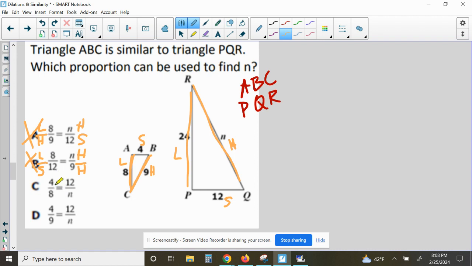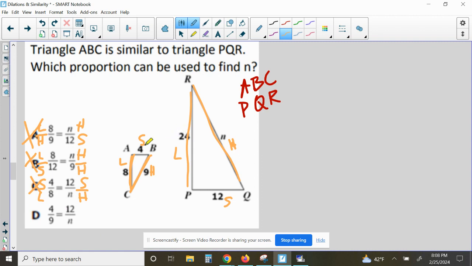Let's check this one. 4 over 8. So that is the short side over the long side. Now let's see if they did short side over long side here. 12, that is short. Long, the N is the H. That does not work out either. Does not match. Let's check this last one.